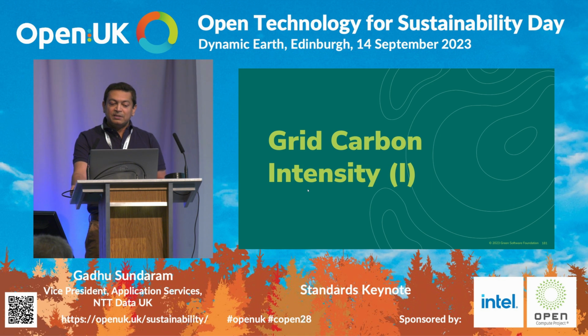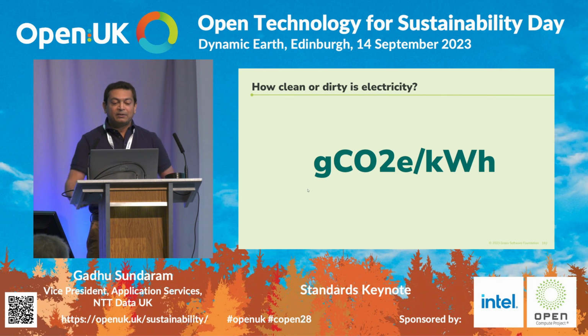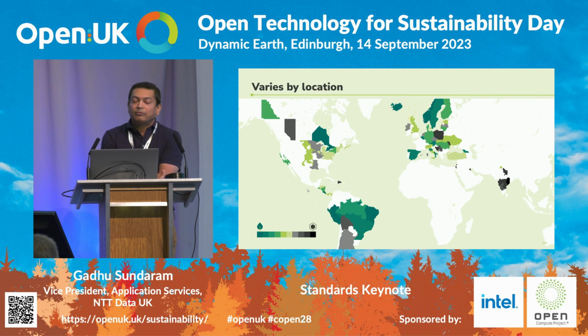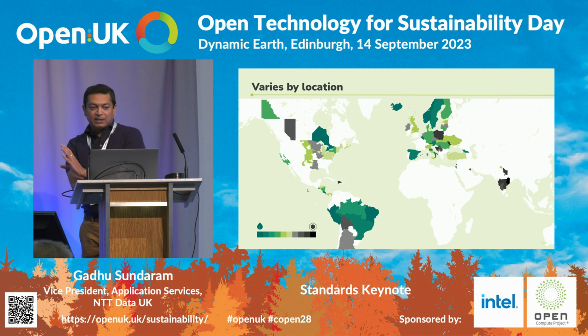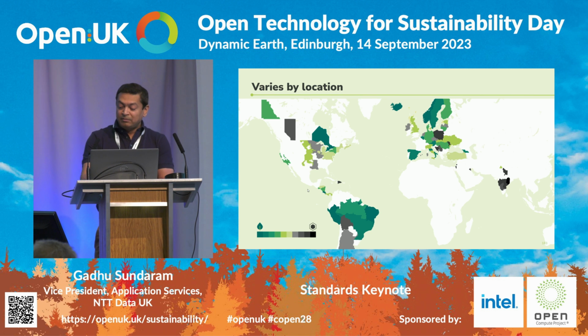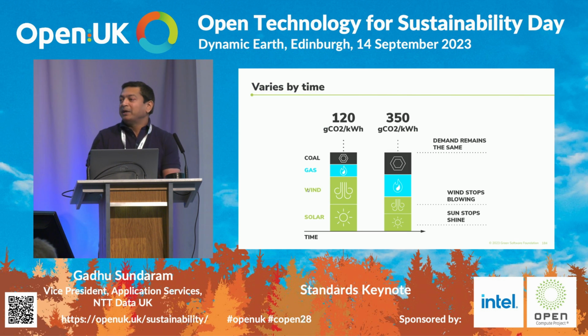So the first one, E, was the energy that your software application used. The second is the grid carbon intensity. This electricity has to come from the grid, and how green is that electricity? So we measure it in terms of grams CO2 equivalent per kilowatt hour. Now, the dirtiness or the cleanliness of the electricity varies by location, and it also varies by time.